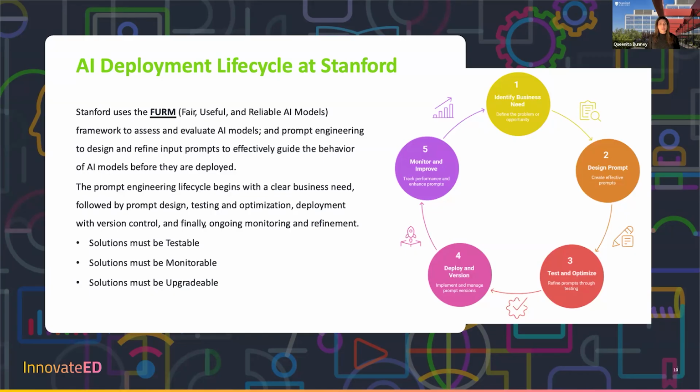And lastly, the solutions must also be upgradable. This is not a one and done kind of plan. We have to make sure that we are always updating the model or the plan because it's a process. It's not just a one and done thing. So if you ever want to use this approach at your organization, you just have to make sure that the plan is fair, useful, and reliable.